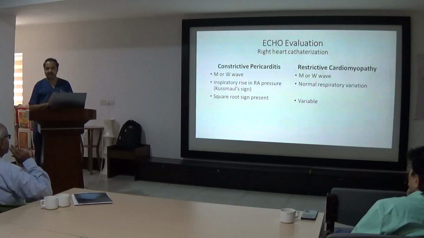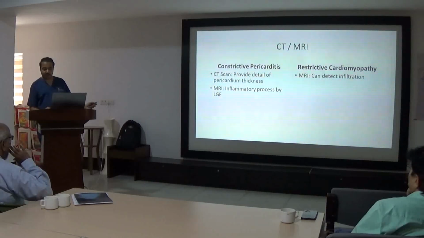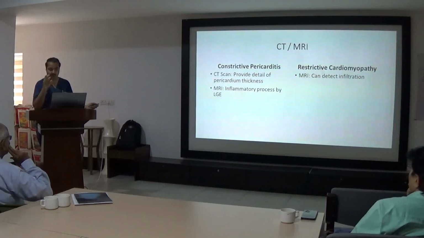Cath is generally done when they are planning for cardiac biopsies. Then only cath is done, or otherwise as a part of academics. Otherwise, cath is not done because we have many other things which we can do. We can do CT scan or MRI, which is also very easily available. But we have to tell our radiologists that we are not looking at coronaries, we are looking at the pericardium. Then only they will give you pericardial thickness. Otherwise, they will always give you coronary.